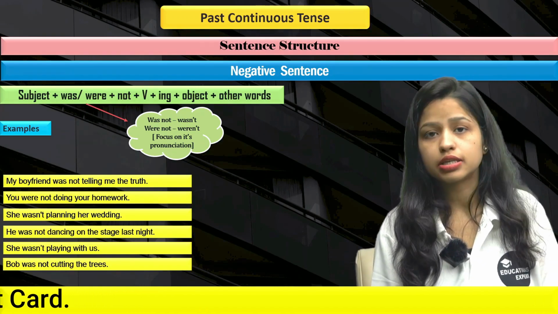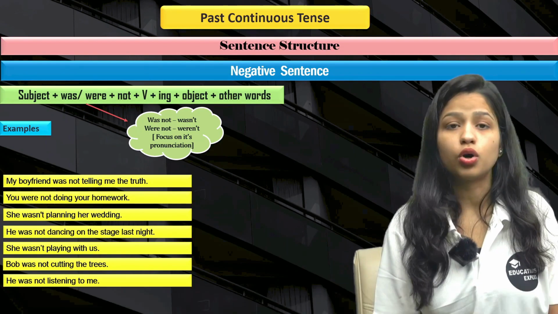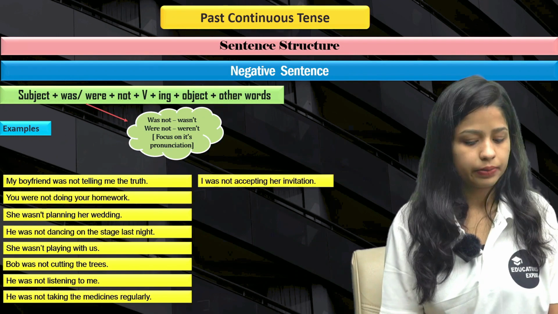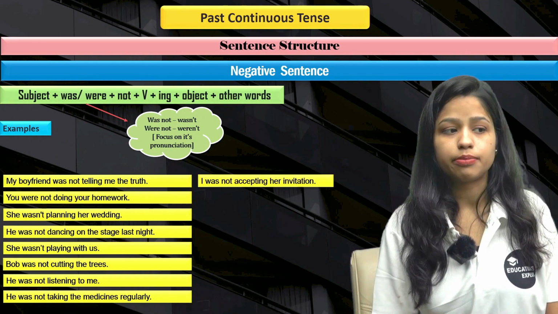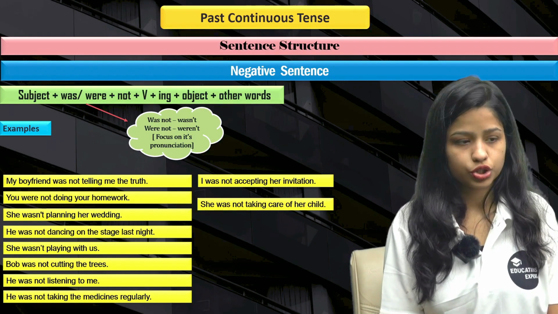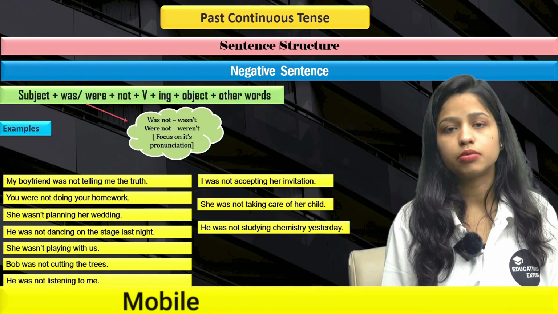Bob was not cutting the trees. He was not listening to me. He was not taking the medicines regularly. I was not accepting her invitation. She was not taking care of her child. He was not studying chemistry yesterday.